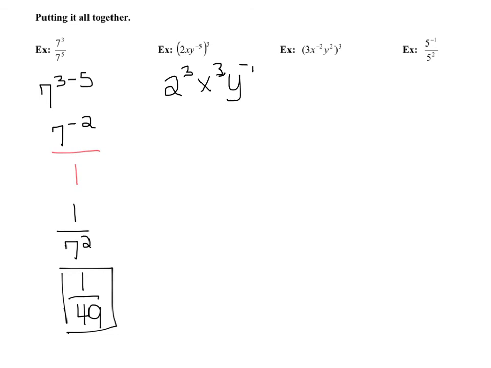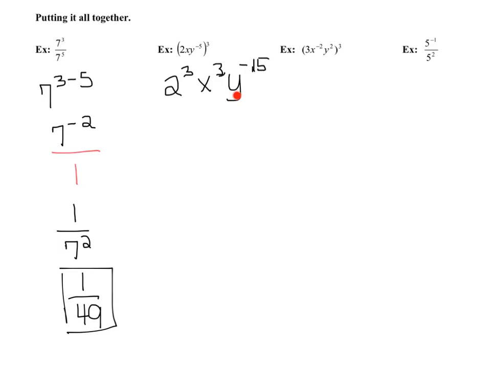But we learned in an earlier section that when you're doing a power to a power, you multiply the exponents. So now if I look at my 3 bases, 2 has a positive exponent, so he won't move. X also has a positive exponent, so he won't move.